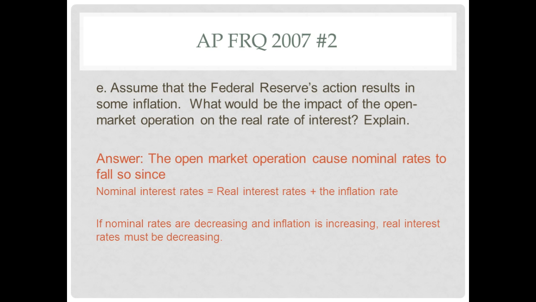So you can either explain this question algebraically by using that formula and simply saying, listen, if the left side of the equation is decreasing and one of the two things being added is increasing, in this case the inflation rate, it must be true that real interest rates are decreasing. Or you could simply point out that real interest rates are not influenced by inflation. So if nominal rates are dropping, real interest rates must also be dropping, even if inflation is rising.